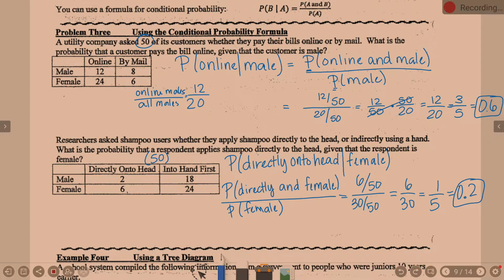Okay? Again, could you have just looked at directly onto their head and female out of all females and said 6 out of 30? Yes. And I am perfectly fine with you guys doing that. I'm just trying to introduce the connection here.